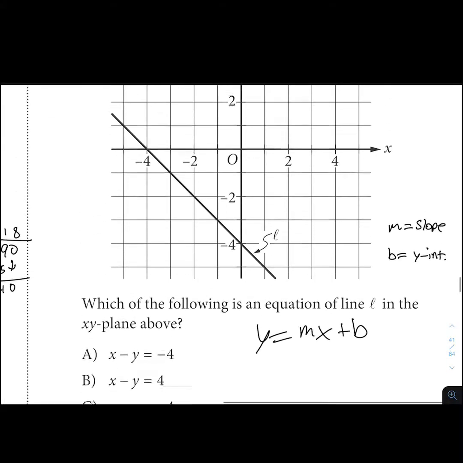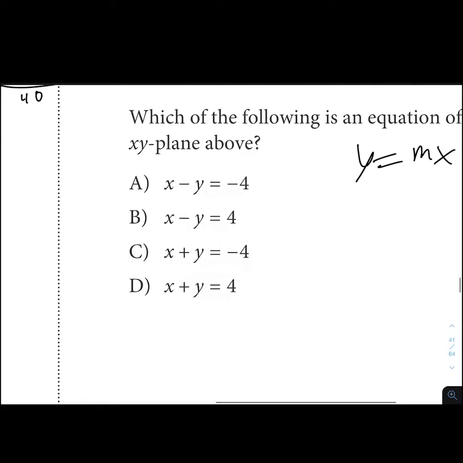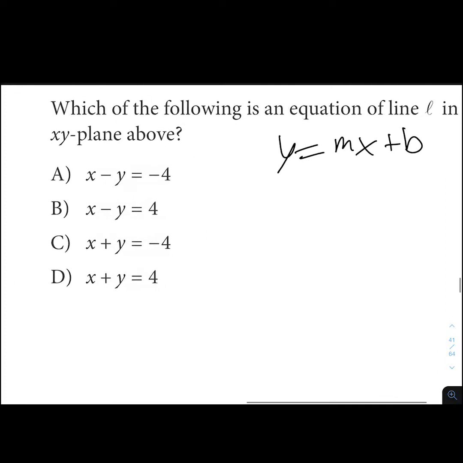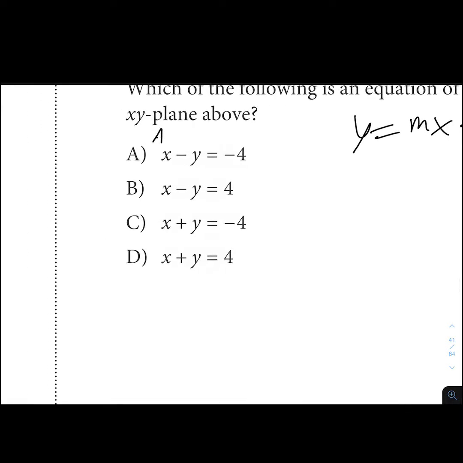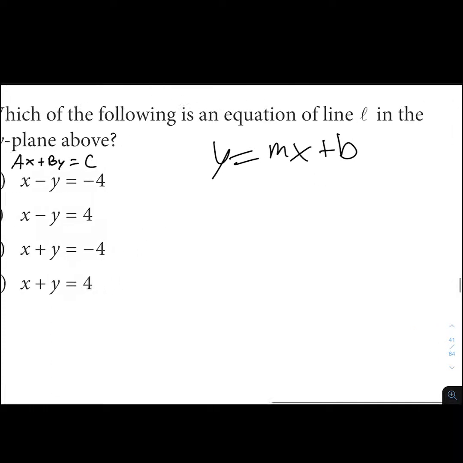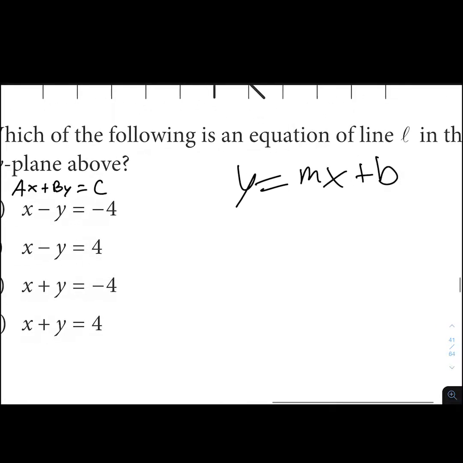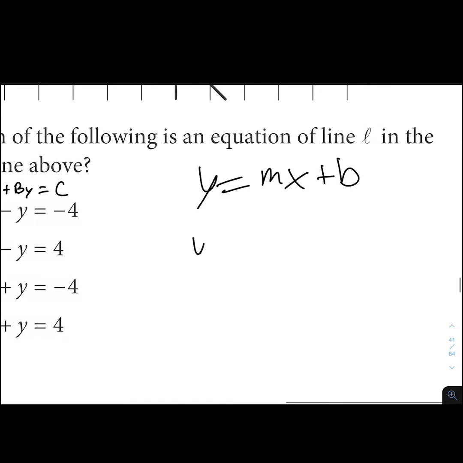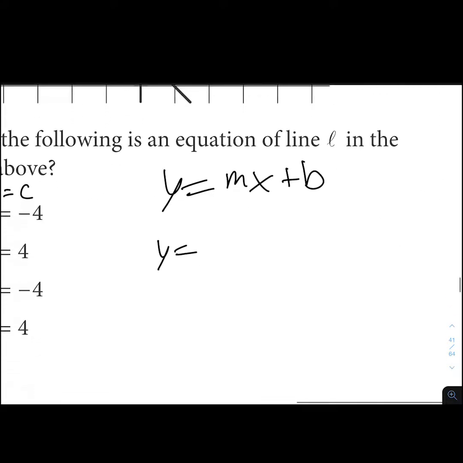Notice here on their answer choices, I have the equation y equals mx plus b where y and x are on different sides, but they have it such that x and y are on the same side. This is actually standard form. So once I get my equation in y equals mx plus b, I'll need to move it to match standard form. So here, actually I'll find my b first.